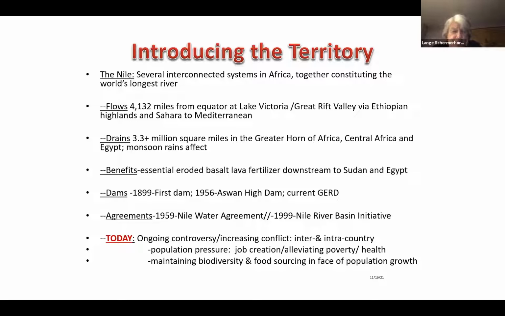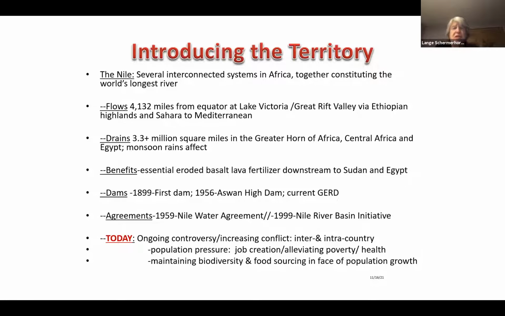There's ongoing controversy and increasing conflict. There's disputes among and between and within countries, within ethnic groups and within political parties. There's tremendous population pressure. There's a need for job creation, for alleviating poverty, and for improving health, for maintaining biodiversity and food sourcing.